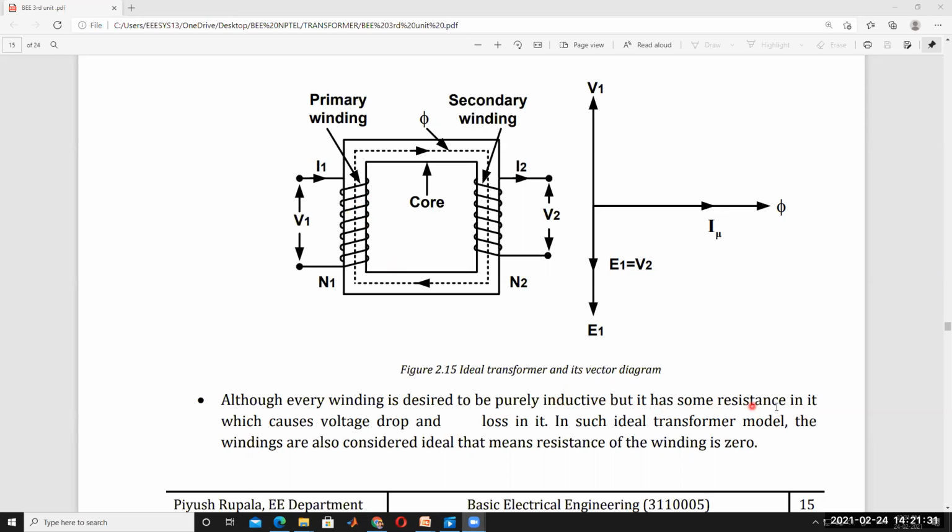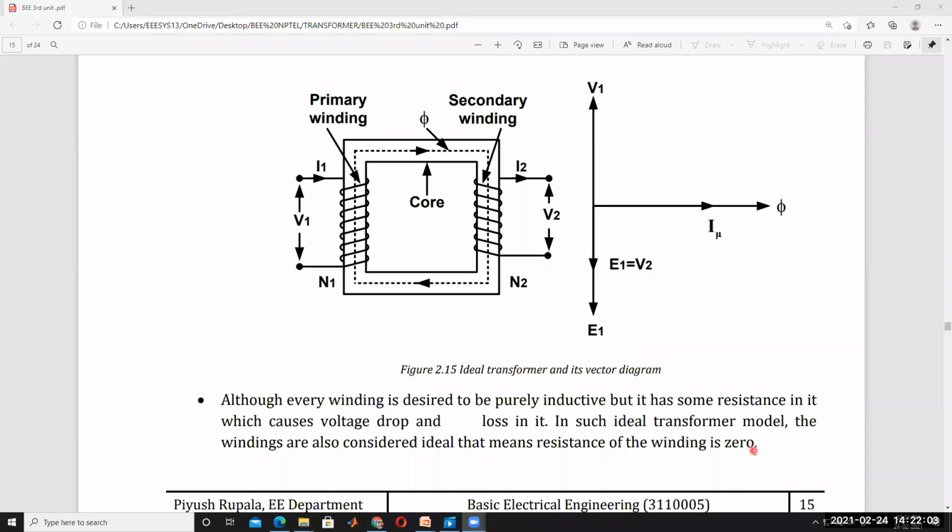But practically it has some resistance in it, which causes a voltage drop. Practically some voltage drop is there, but ideally there is no voltage drop, and all losses are also 0 under ideal conditions. In such an ideal transformer model, the winding is also considered ideal. That means the resistance of the winding is 0, and the losses are also 0.